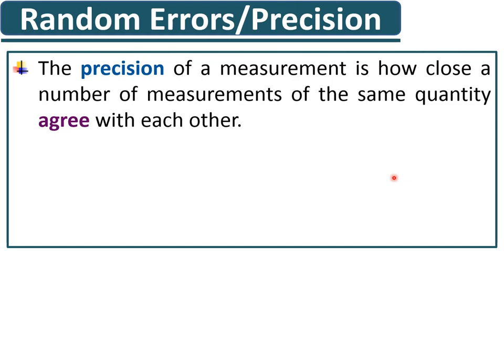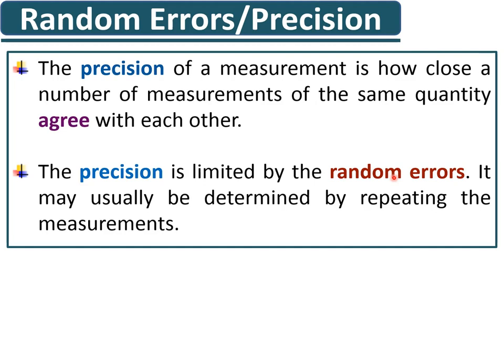Okay, so the random error is related to the precision. Precision of a measure is how close a number of measurements of the same quantity agree with each other. Nothing here relates to the accuracy, nothing is related to the true value, the exact value. It depends on the level of agreement between the results themselves. The precision is limited by the random error. It may usually be determined by repeating the measurements.